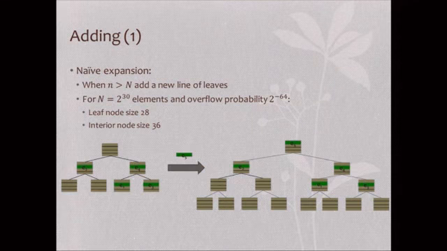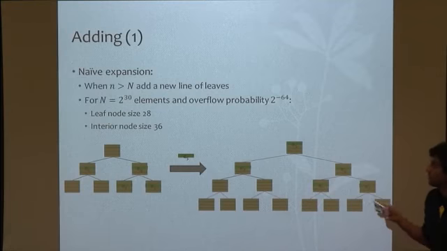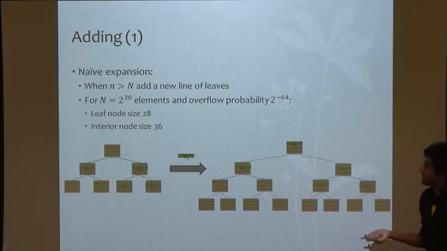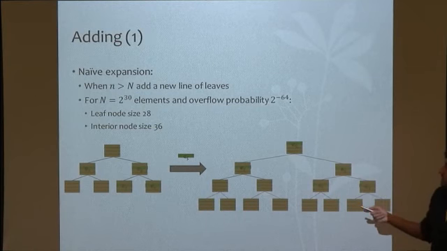So we have investigated adding. So what is the naive expansion? When you have a new element, just add a new level of leaves, and it will handle that. So we have investigated the new block size. What will be the new block size in that case? We have some theorems, but it's better to see it as an example.